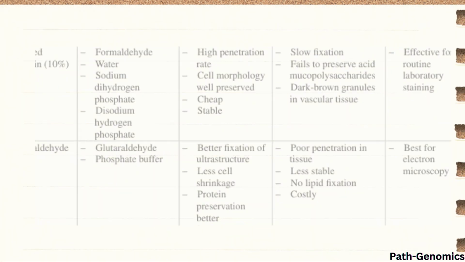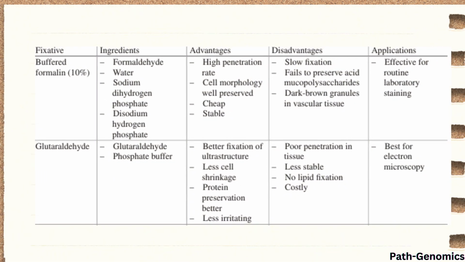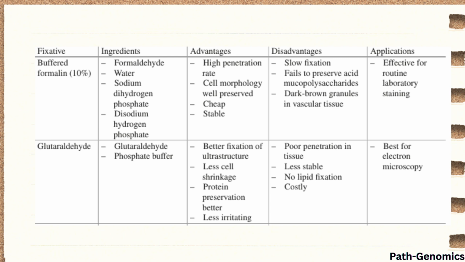So, the commonly used aldehyde fixatives are 10% neutral buffered formalin and glutaraldehyde. Neutral buffered formalin preserves cell morphology. It is cheap and stable, but fails to preserve acid mucopolysaccharides and gives formalin pigment, but it is effective for routine laboratory preservation. Glutaraldehyde gives better fixation of ultrastructure but has a poor penetration rate. It is best for electron microscopy.